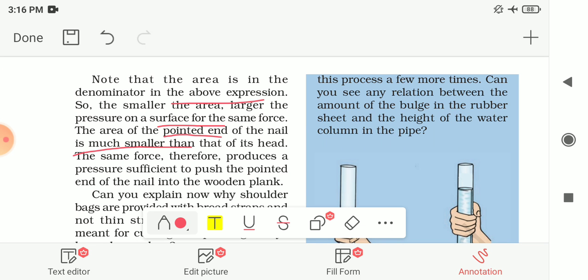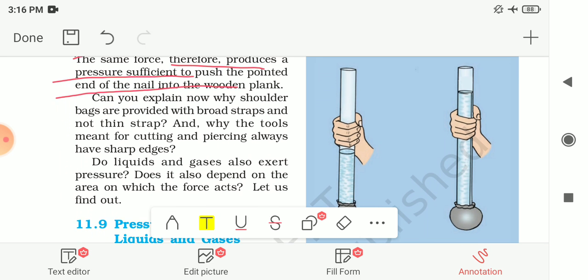So that's why we can say that the pressure is high, and because of the larger pressure we can easily fix the nail into the wooden plank. So the same force therefore produces the pressure which is sufficient to push the pointed end of the nail into the wooden plank. While pushing the pointed end of the nail into the wooden plank, it is easier because the surface area is reduced and pressure is increased.